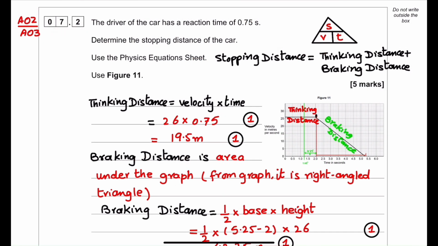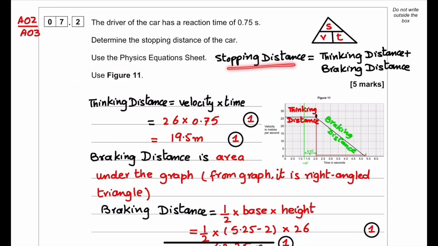7.2 is a combination of AO2 and AO3 question. The driver of the car has a reaction time of 0.75 seconds. So the reaction time is also given here. Determine the stopping distance of the car. Use the equation sheet. Also, we need to use figure number 11.